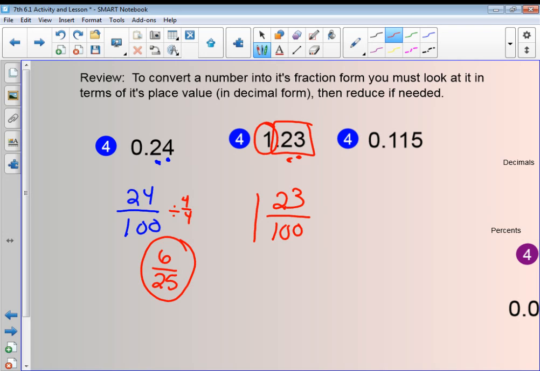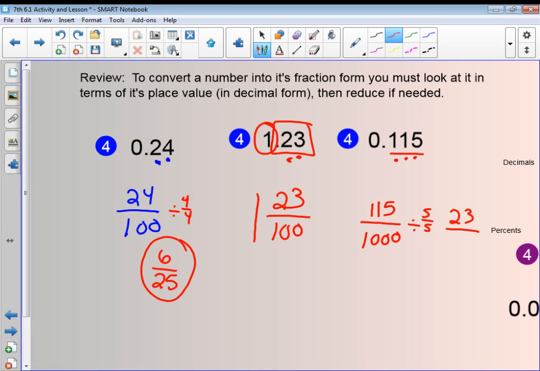Okay. The last one, so I'm going to write this out as my top number. So 115 over, there's 1, 2, 3 places. So a 1 with 3 zeros is thousandths. So 115 thousandths. Okay, that can now be reduced down because for sure 5 would go into each of those. Divide by 5 over 5. So 115 divided by 5 would give me 23.